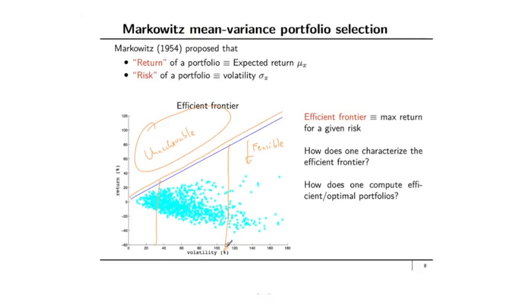I take the value of sigma, which is the risk, I compute the maximum possible return that I can get, and that's how I get this point. This return up here is not achievable. So everything above the frontier is not achievable. Everything below the frontier, below or equal to the frontier, is achievable.